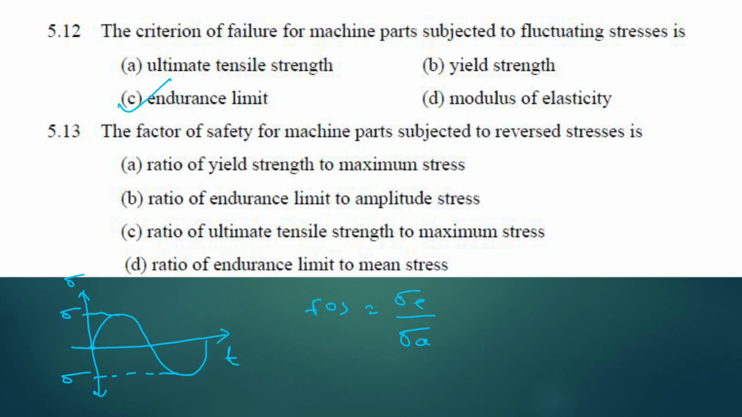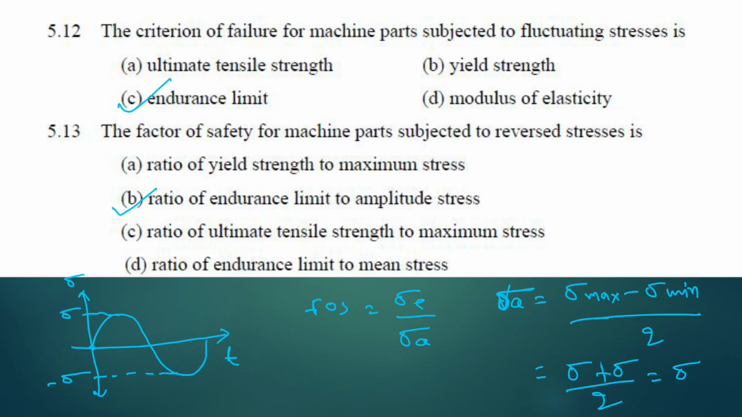Sigma A is sigma maximum minus sigma minimum divided by 2. But in case of reverse stress, sigma minimum is minus sigma. So if you take sigma and minus sigma, it becomes sigma plus sigma by 2, so you will get sigma. Once in ISRO scientist they asked for sigma variable stress, and in GATE also once they asked. So this formula is important: stress amplitude or variable stress.